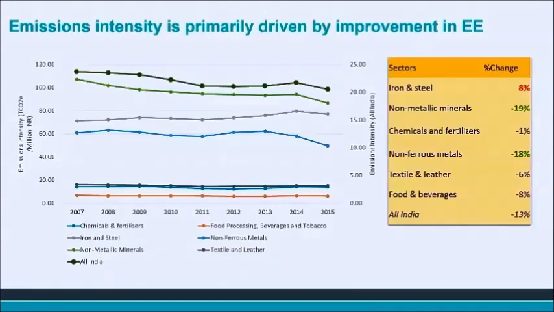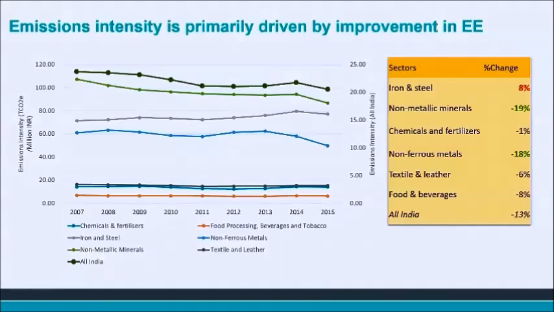Now, you might be wondering why we are starting in 2007. Emissions intensities typically show a lot of fluctuations because we are looking at tons of CO2 per million INR expenditure units, so we have used a 3-year moving average to normalize that. At a subsectoral level, the non-metallic mineral sector, which is cement, and the non-ferrous mineral sector show the largest decrease in emissions intensity, whereas the only sector that shows an increase is iron and steel.